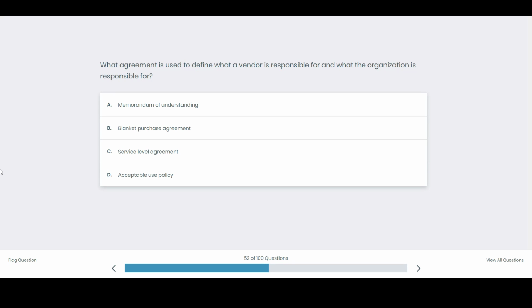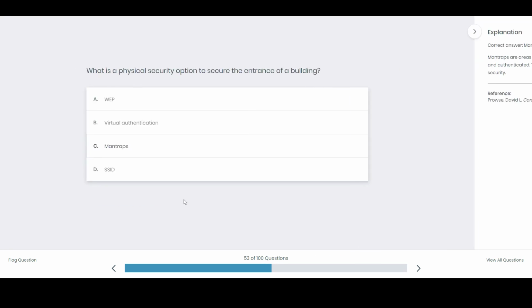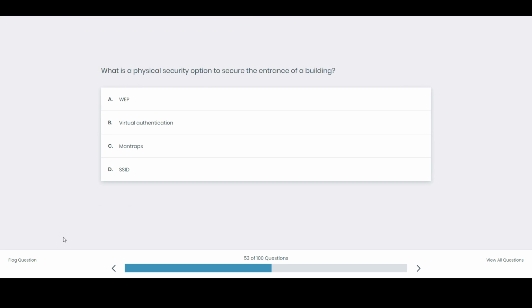What agreement is used to define what the vendor is responsible for and what the organization is responsible for? This is an SLA, the Service Level Agreement. That's the answer. It often outlines the amount of time the vendor has to identify and resolve a problem. Yeah, SLA.